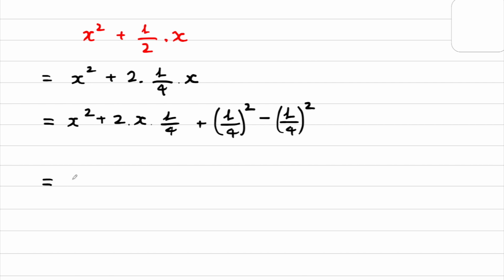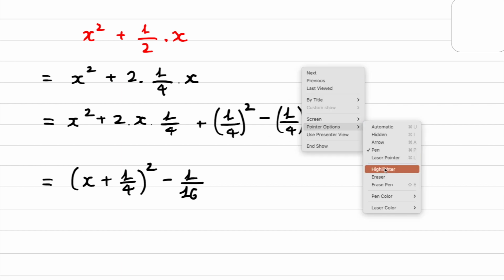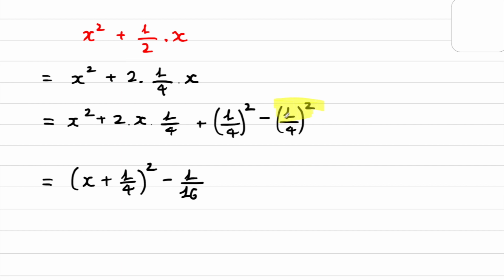And the first three terms will set up the perfect square, x plus 1 over 4 squared here, and minus 1 over 16. Why did you get 1 over 16 here? Because you got 1 over 4 inside the bracket, squared outside. Okay, and this one is equal to this one.